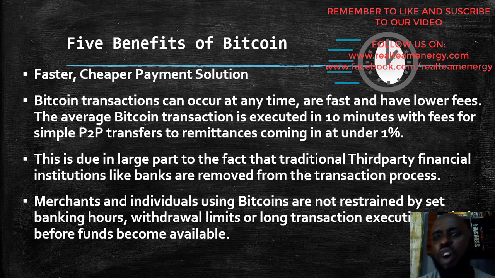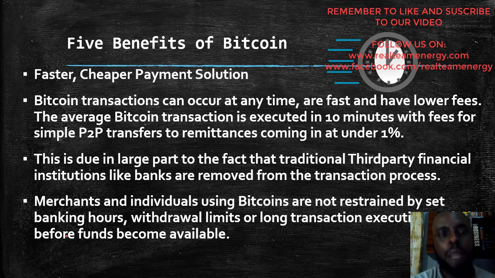Five benefits of Bitcoin. One, it's a faster, cheaper payment system. It's a very fast payment system, and it's cheaper. You can perform a transaction from the buyer to the seller, from one end to another end, from one continent to another continent in a jiffy, in less than 10 minutes. I can send money from Nigeria here to the United States of America through my Bitcoin account, and in less than 10 minutes the person over there in the United States of America has gotten the Bitcoin.